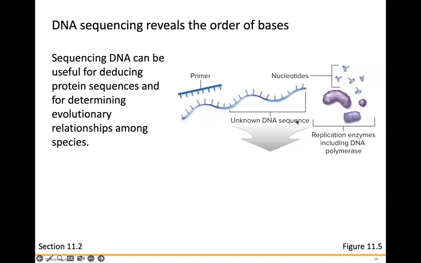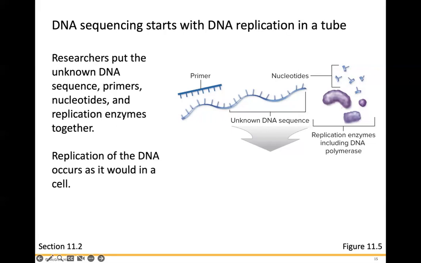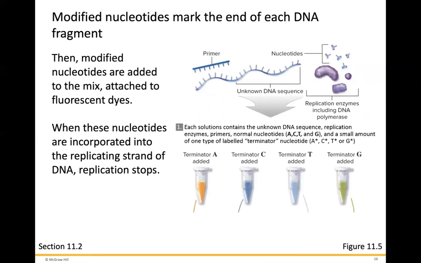So when you do DNA sequencing, what you'll have is a primer. You'll have your unknown DNA sequence, you'll have a batch of nucleotides, and then you'll have enzymes which will essentially synthesize this. So DNA sequencing will start with DNA replication in a tube. Researchers put the unknown DNA sequence, primers, nucleotides, and replication enzymes together. Replication of the DNA occurs as it would in a cell, it's just that this is now occurring in a tube. The modified nucleotides will mark the end of each DNA fragment.